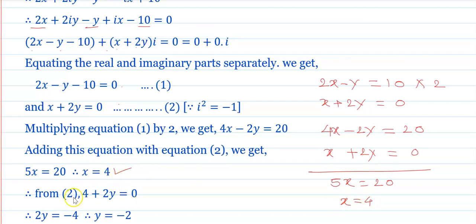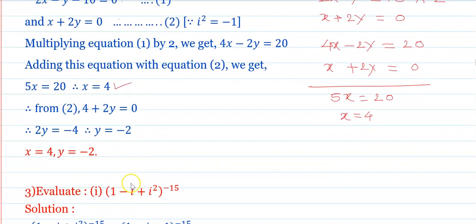Now from the 2, put x is equals to 4 here, that is 4 plus 2y is equals to 0. Therefore 2y is equals to minus 4, and hence y is equals to minus 4 upon 2. You will get y is equals to minus 2, and hence the values of x and y are x is equals to 4 and y is equals to minus 2.